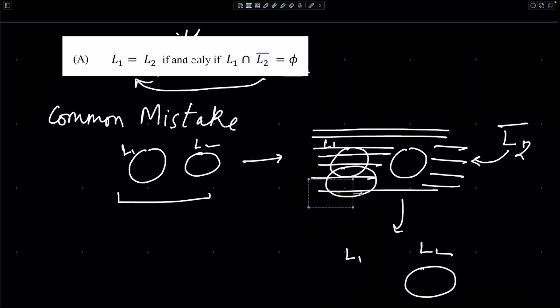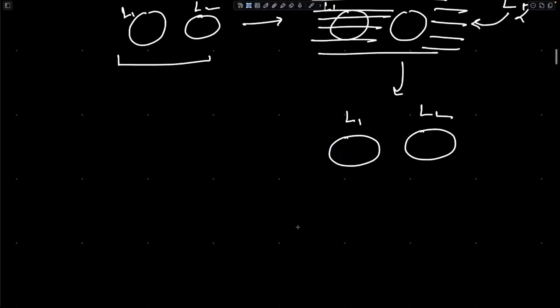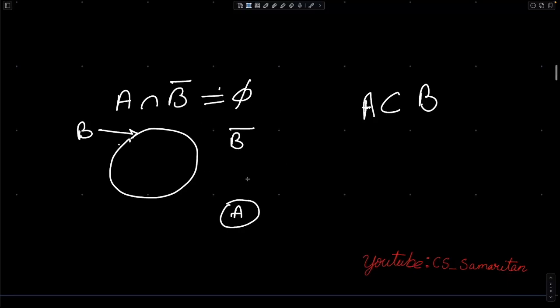If it is outside, then it is going to come inside of the complement part, so the intersection would not be phi. So for that to be the case, it must go inside of L2, right? And they imagine in their heads that yes, it goes inside of L2, so the intersection with its complement would be phi, and it makes them equal. But the interpretation they have done wrong is that L1 can be smaller than L2.